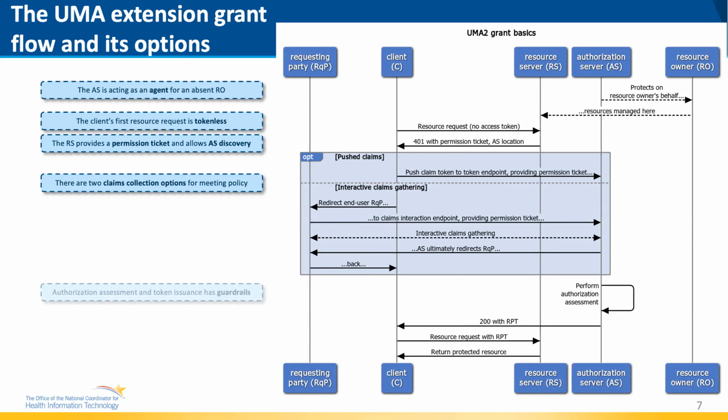So the authorization assessment, to say, well, did Bob meet policy? Has some guardrails that we'll describe in a bit. The AS needs to consider suitability. Given its agent role, there are some guardrails. And our requesting party token, that's just the access token, as UMA calls it. They can be upgraded, they can be revoked, they can be introspected, and they can be refreshed. Remember, this is just UMA's access token.